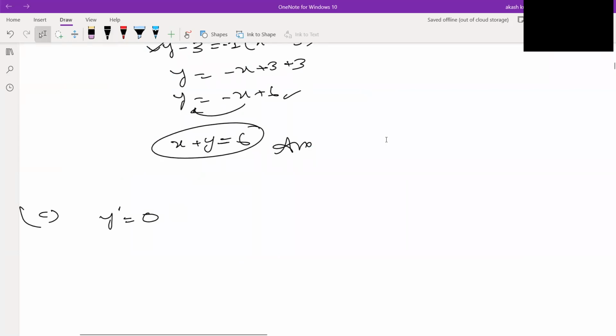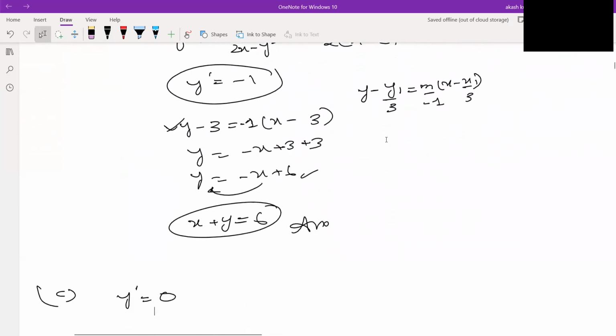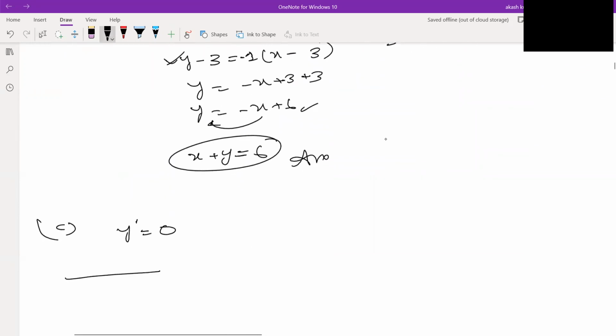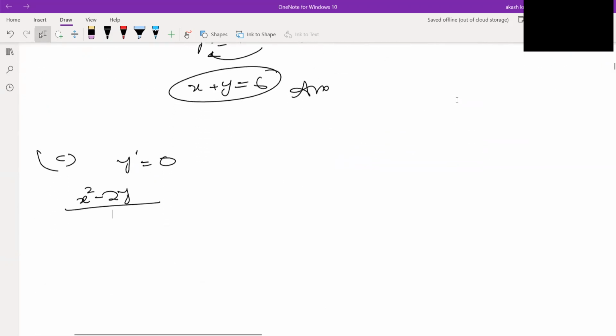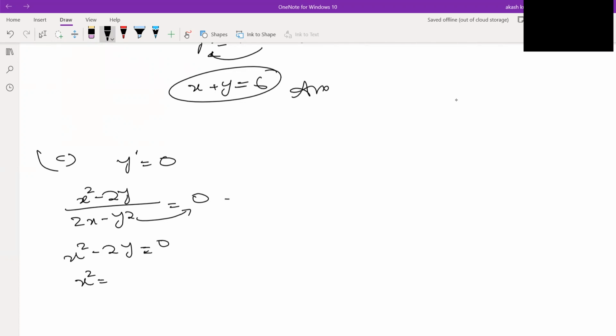Okay, y dash was x squared minus 2y over 2x minus y squared. x squared minus 2y, cross multiplying, it will be 0, right? Taking 2y to that side of the equation, it will be x squared is equal to 2y.